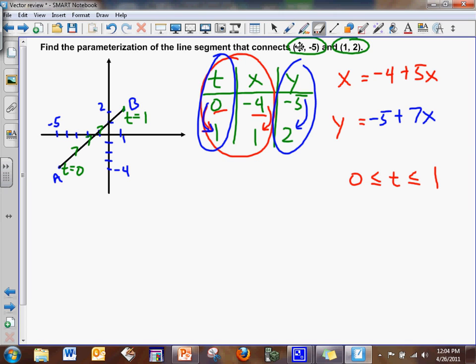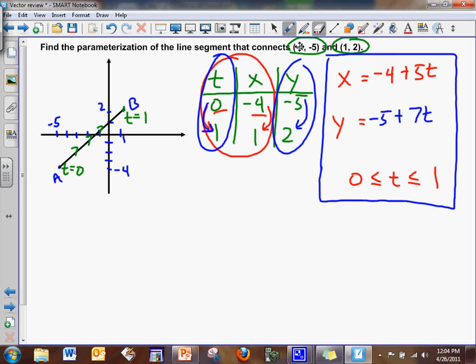And like I always do on these problems, I always put x instead of t. I always do that. Alright, and there it is. There's a parametric equation. And it only graphs that line segment.